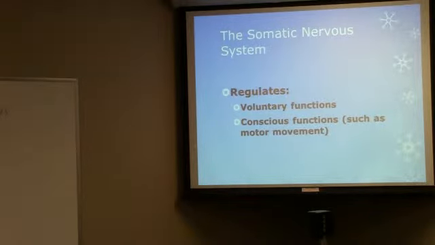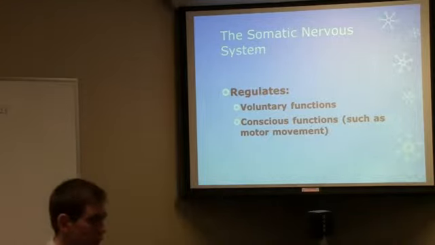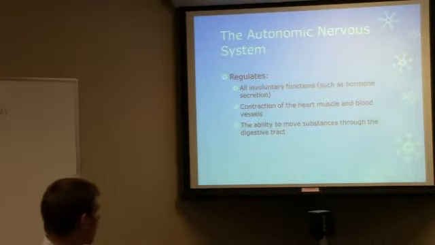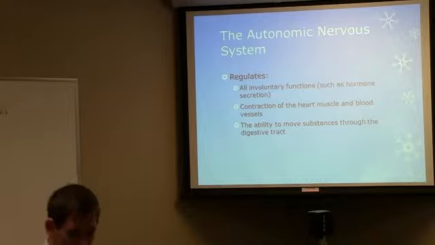The somatic nervous system deals with regulation. It's going to regulate a voluntary function, so if you need to move your hand or move your leg or something, then that's where this is going to come into play. This deals with all the conscious functions, so that you're actually aware that you're doing what you tell your body that you need to do.